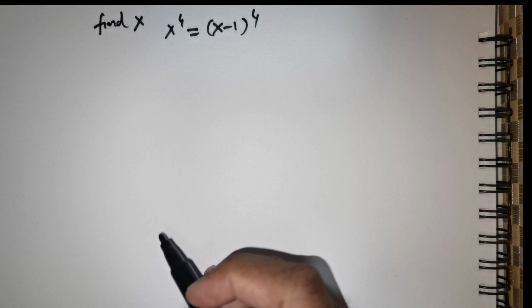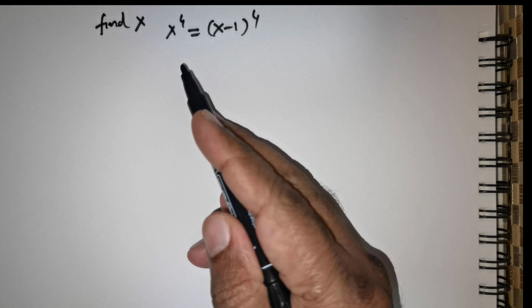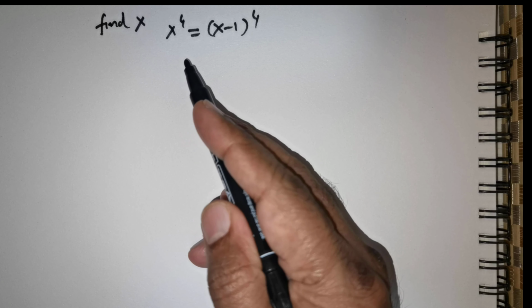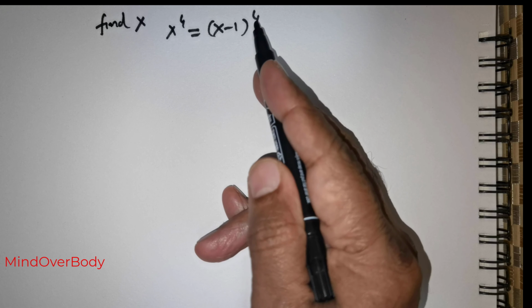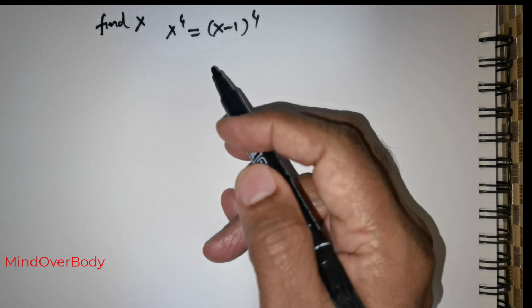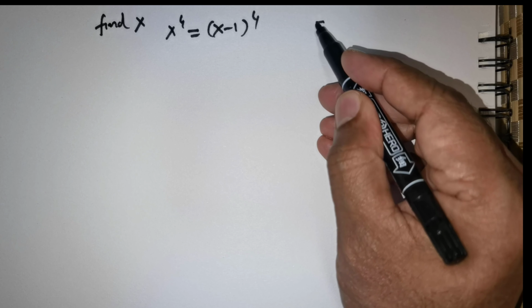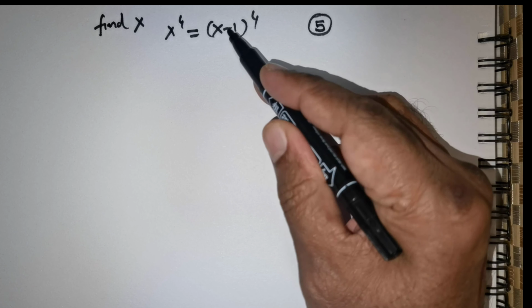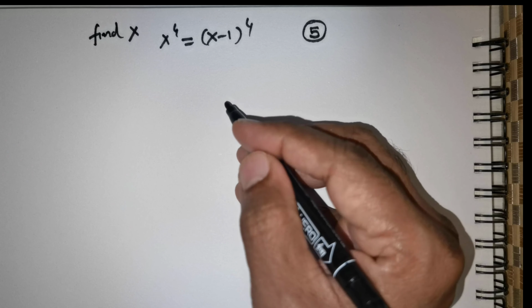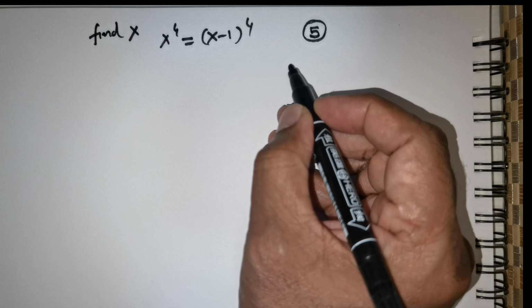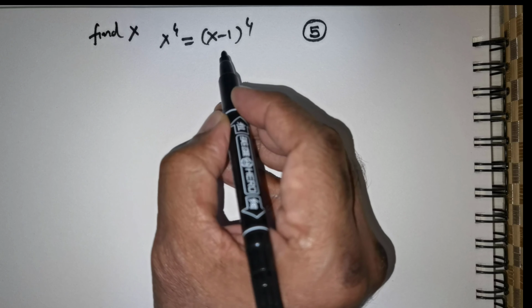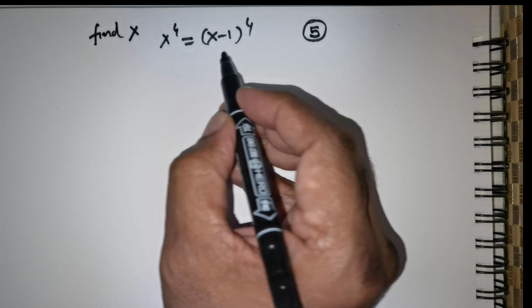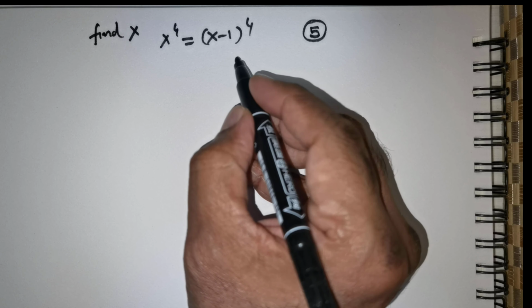Welcome students. We are expected to find the value of x given that x raised to the power of 4 is equal to (x - 1) raised to the power of 4. I'm going to probably give you 5 methods to solve this question, and you can pick the method that you want.